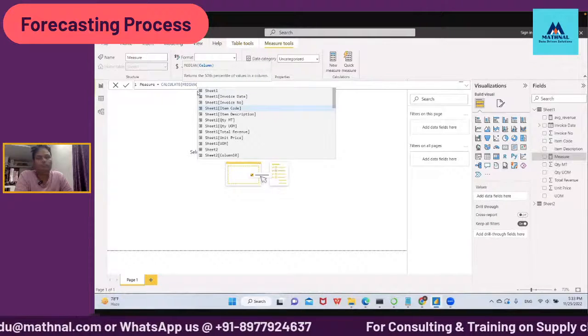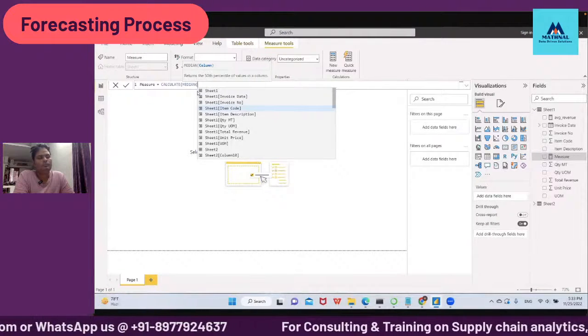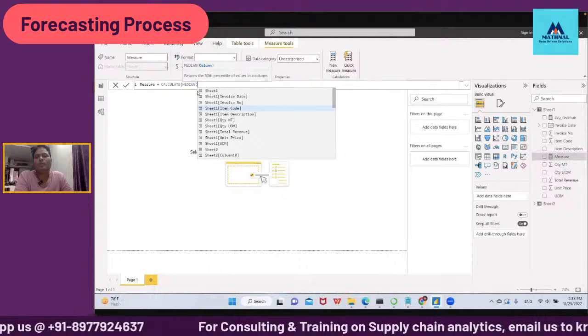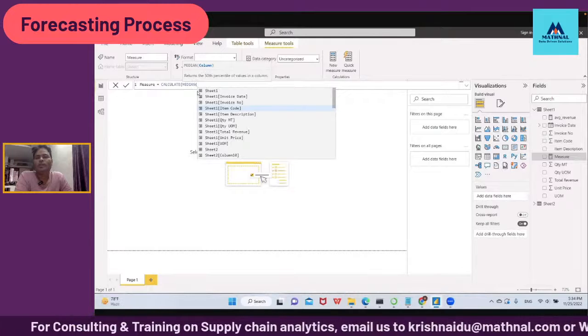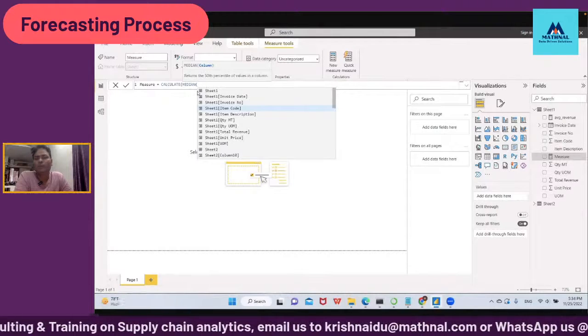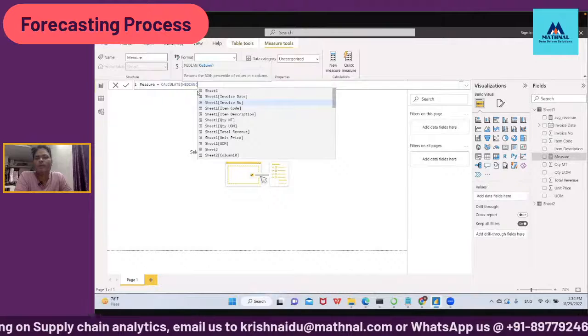Item code, sir. Item code? No. Simply median, right? Again, same thing. Calculate median. Then you have to go to median for the what? Total revenue. We have to find the median of the total revenue.